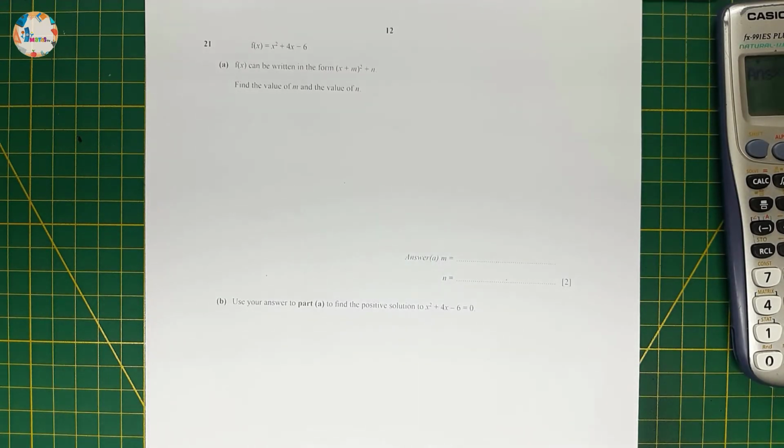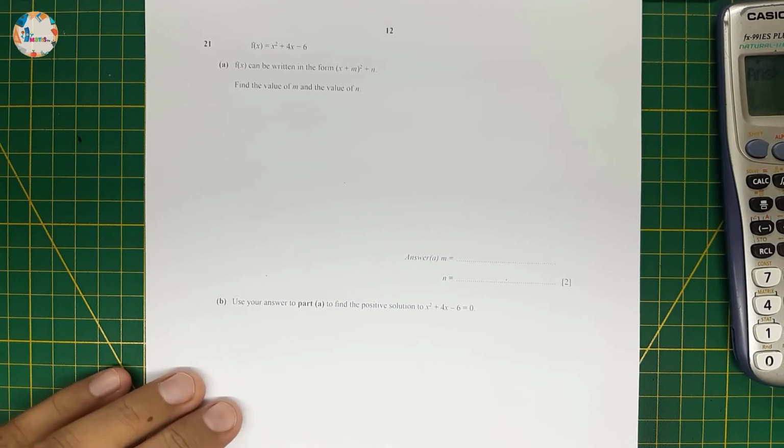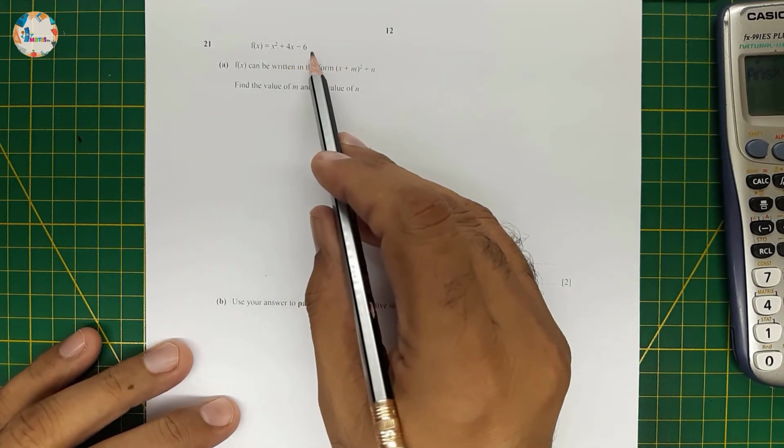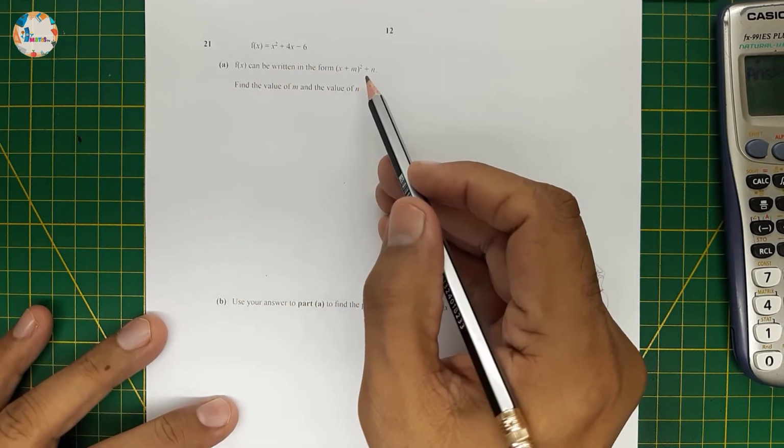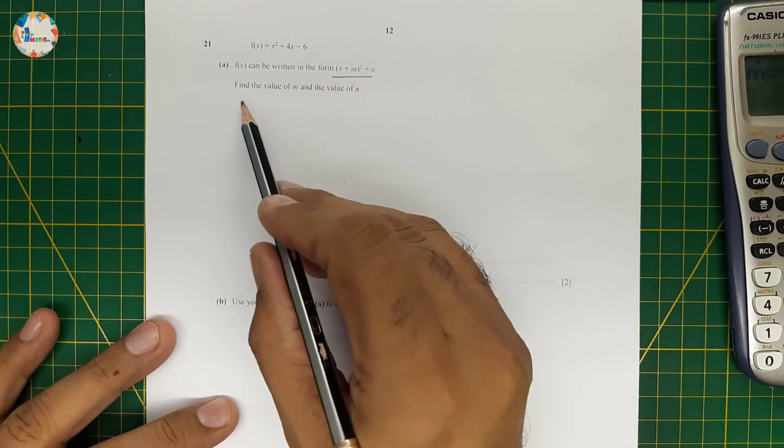Now this is question number 21. Question 21 is a function f of x is equal to x squared plus 4x minus 6. f of x can be written in the form of this one, completing square.